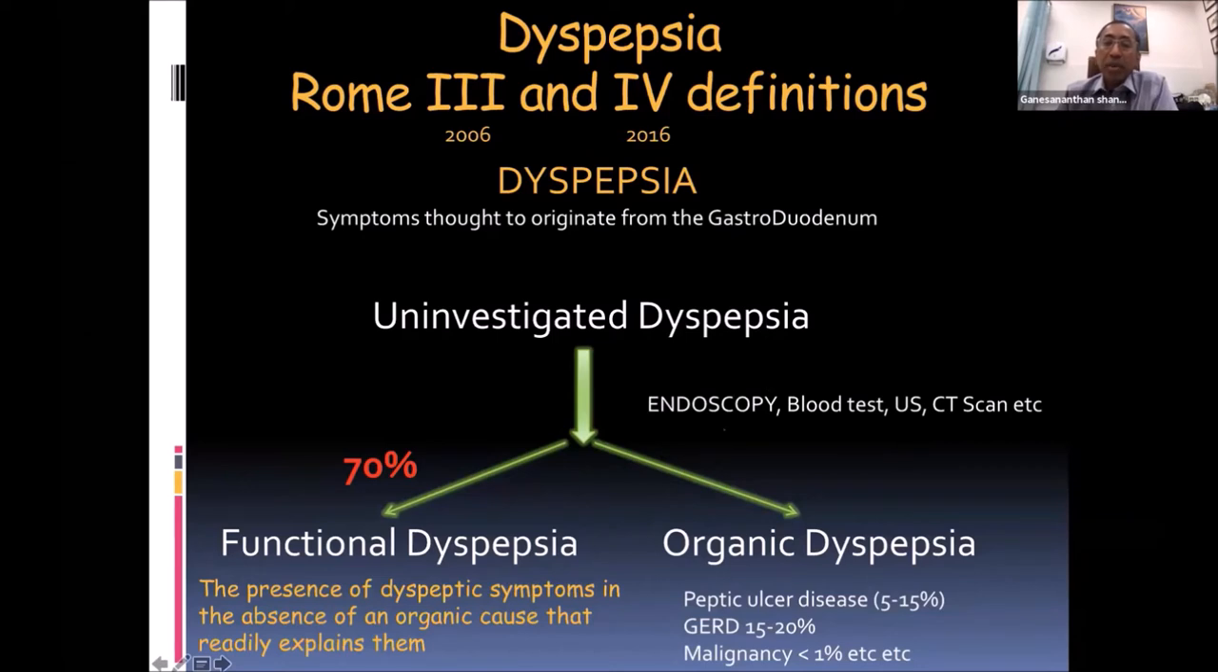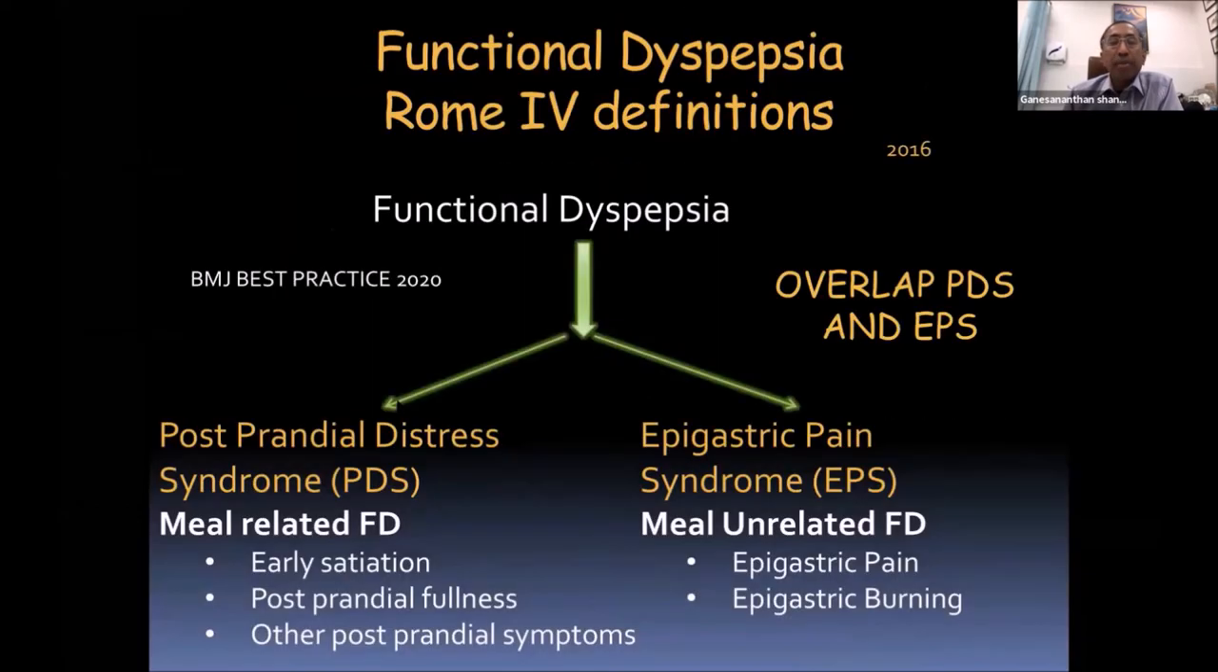But again, this is after all the tests that have been done: endoscopy, blood tests, ultrasound, CT scan. So in a GP practice, you're quite safe, not 100% safe, maybe 70% safe, for you to make a diagnosis of functional dyspepsia and get away with it, provided there's no red flag. Then again, when you diagnose functional dyspepsia, you're going to look into whether it's a postprandial distress syndrome, which is meal-related, or epigastric pain syndrome, which is meal-unrelated.